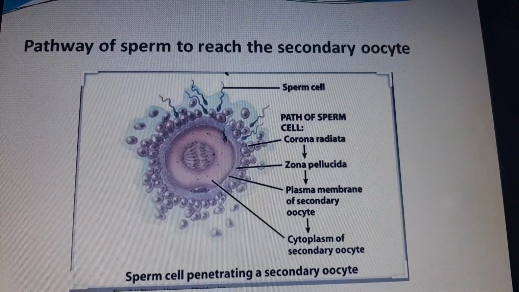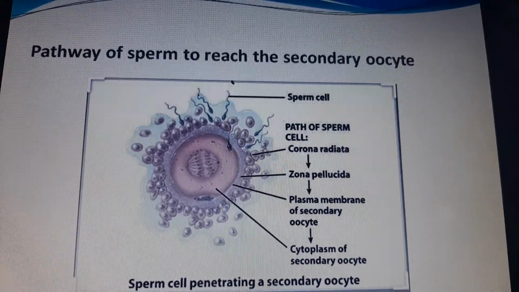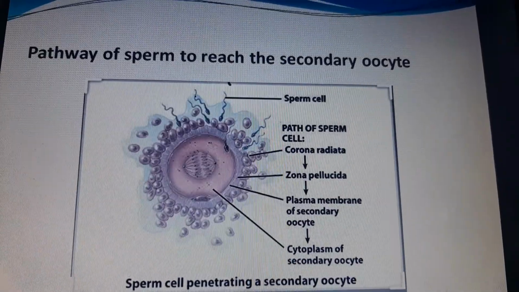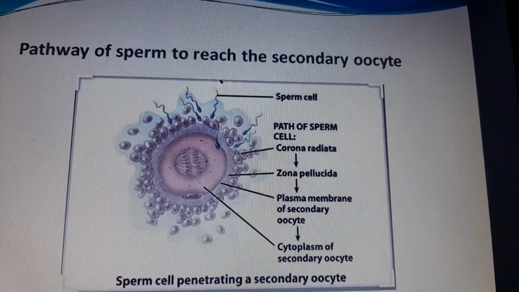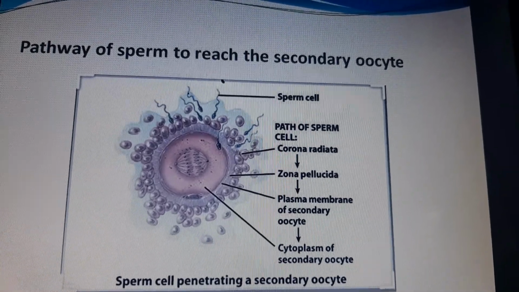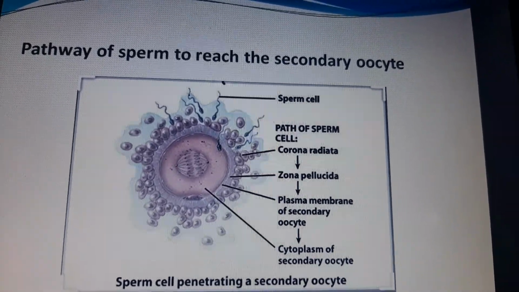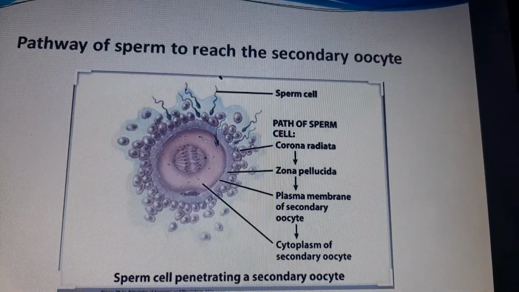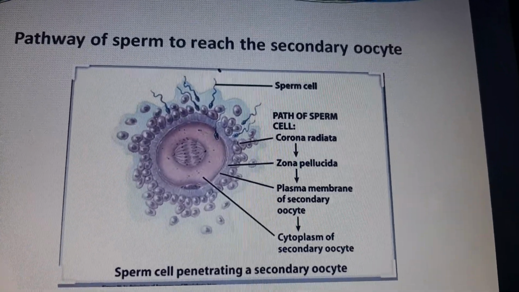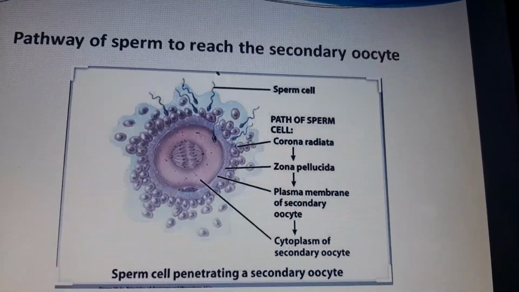Then the second enzyme comes into action, that is acrosin. What does the acrosin do? The acrosin creates a hole in the zona pellucida so that the sperm can enter the zona pellucida and reach the perivitelline space, and finally it can go to the secondary oocyte.